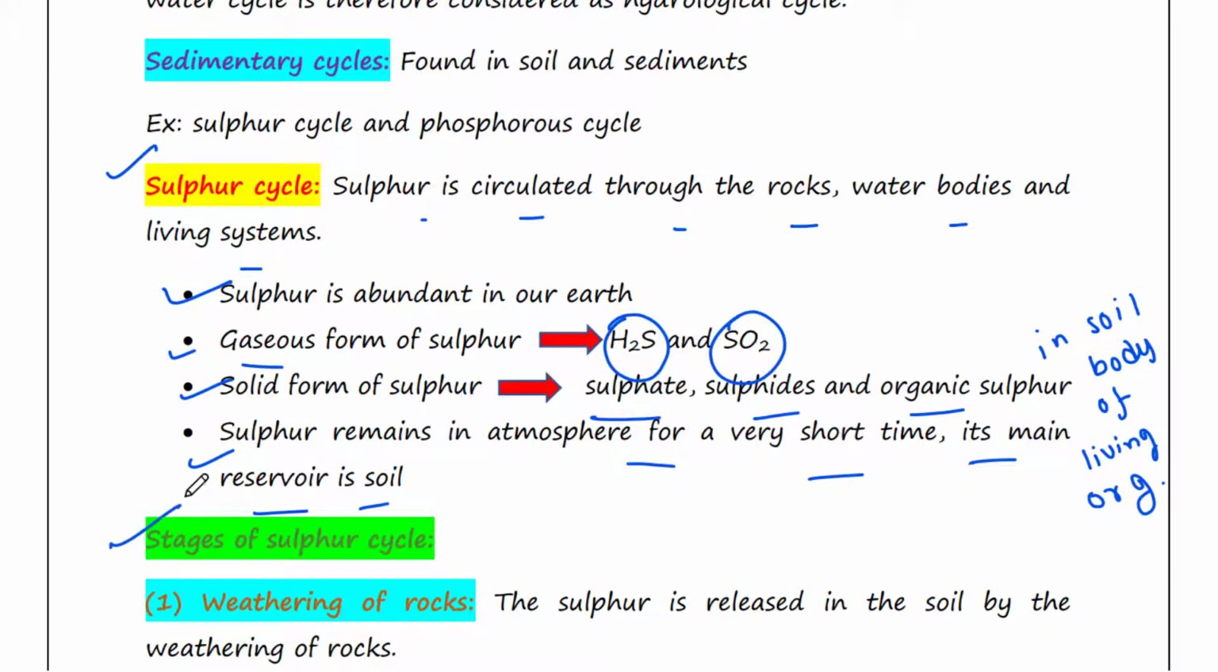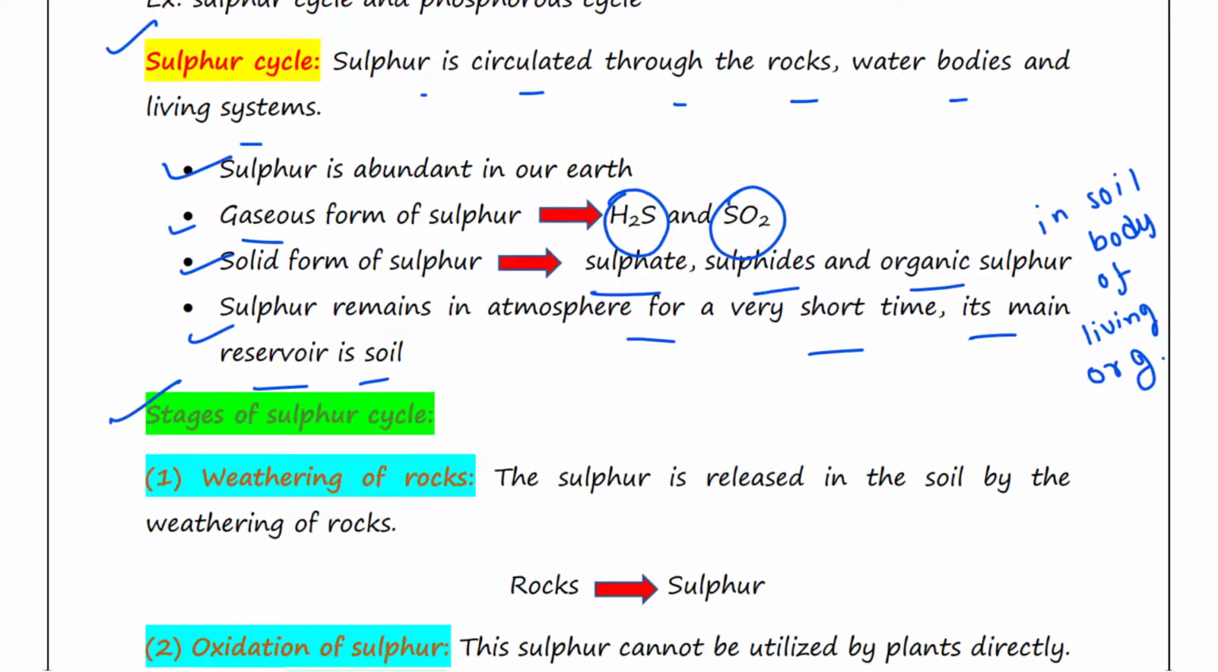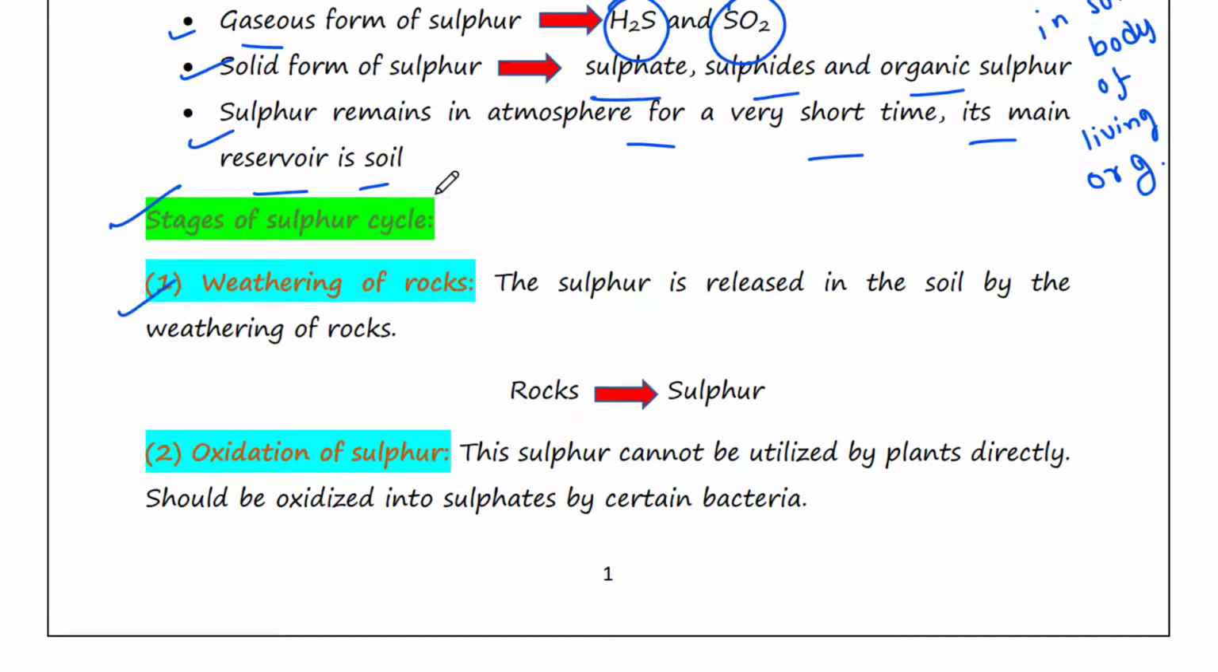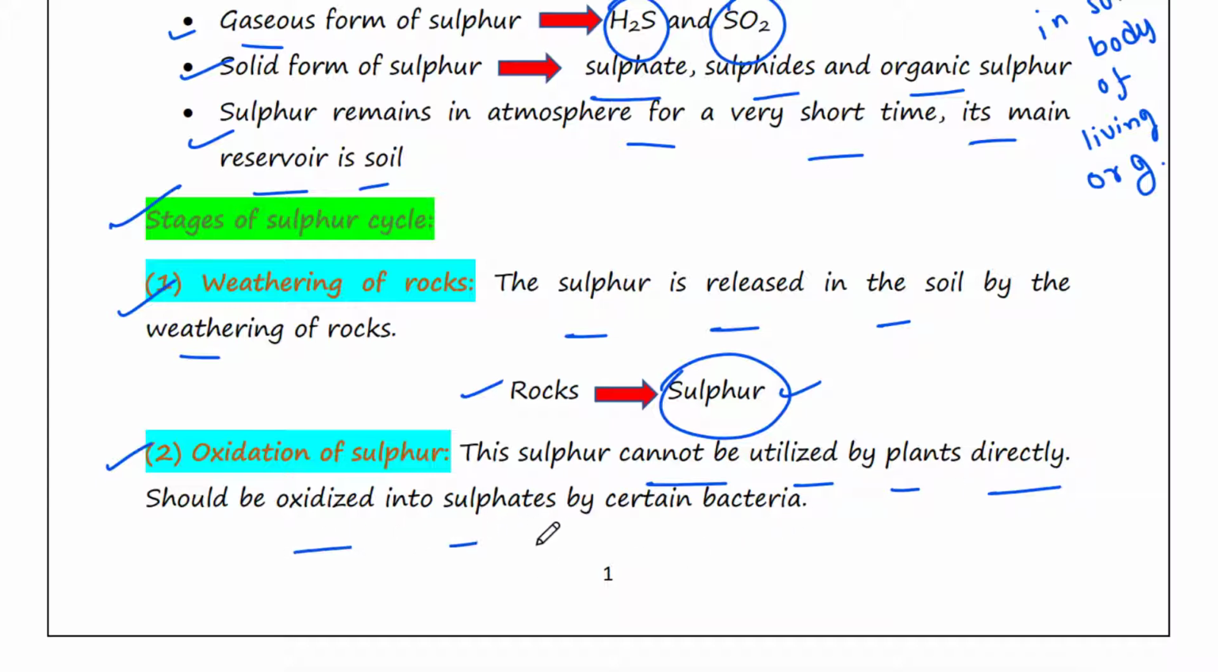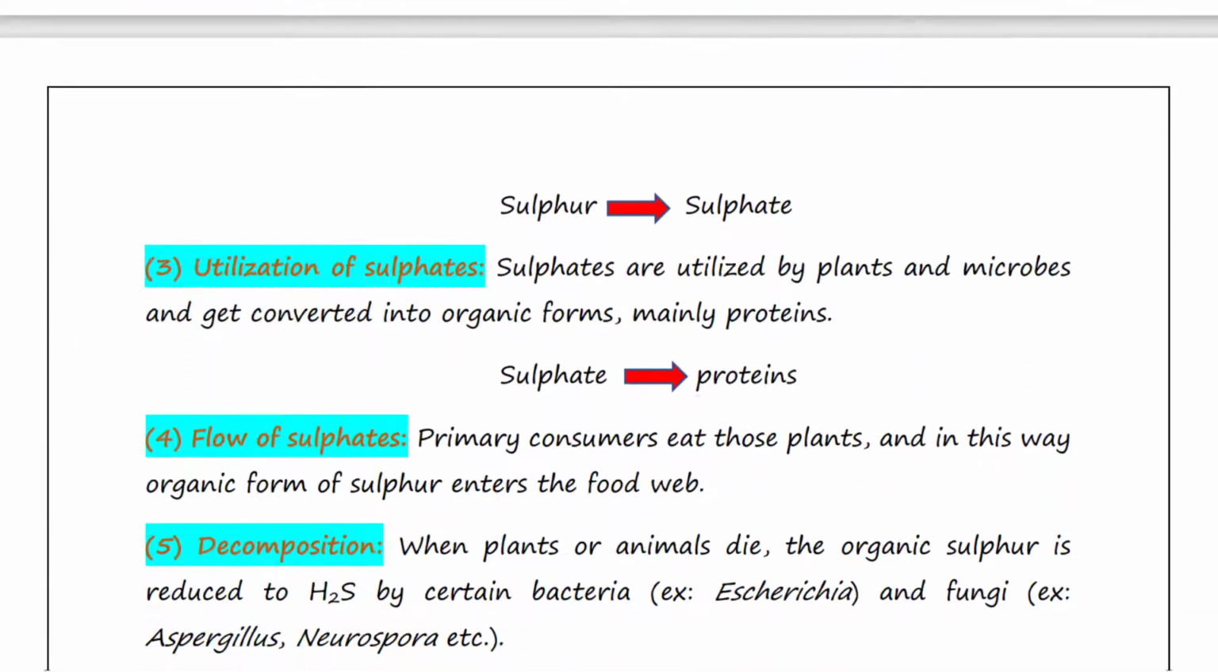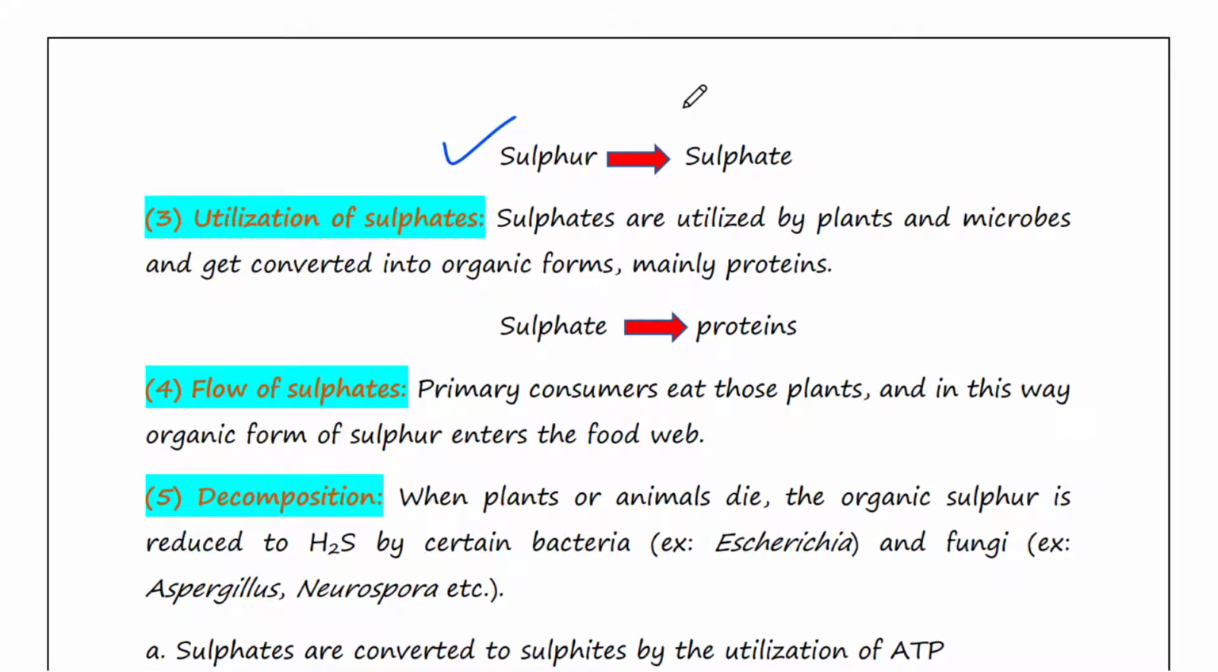Let's talk about the stages of the sulphur cycle. The first stage is weathering of rocks. Sulphur is released into the soil by the weathering of rocks, so from rocks we get sulphur. Next is oxidation of sulphur. The sulphur that is drained out from rocks cannot be utilized by the plants directly, so it should be oxidized into sulfates by certain bacteria. So sulphur is oxidized into sulfate.